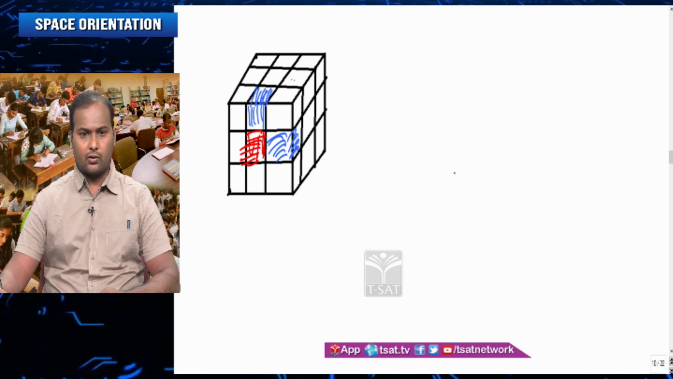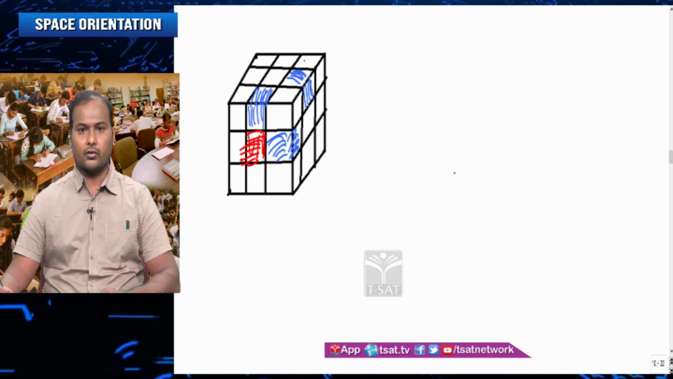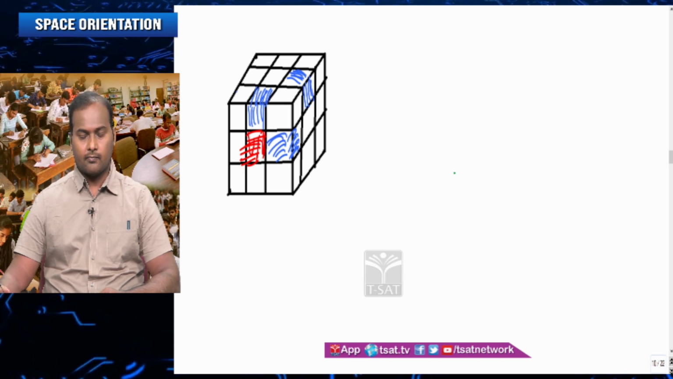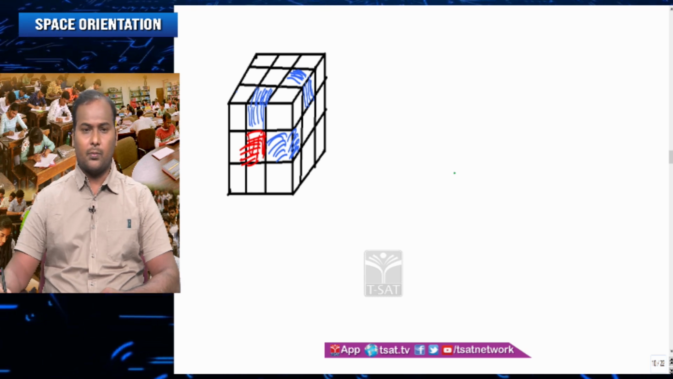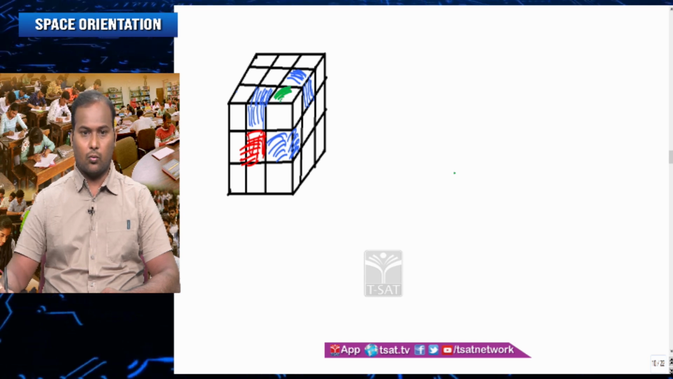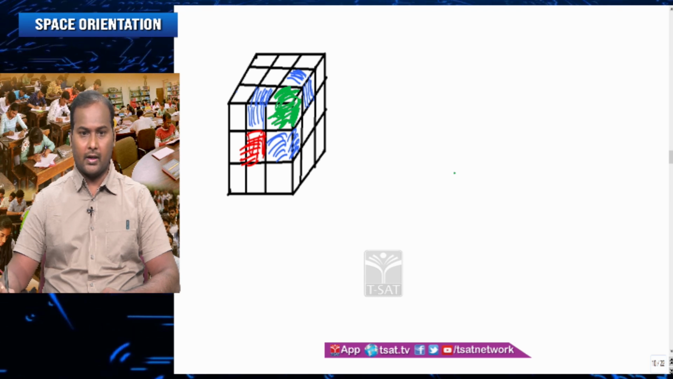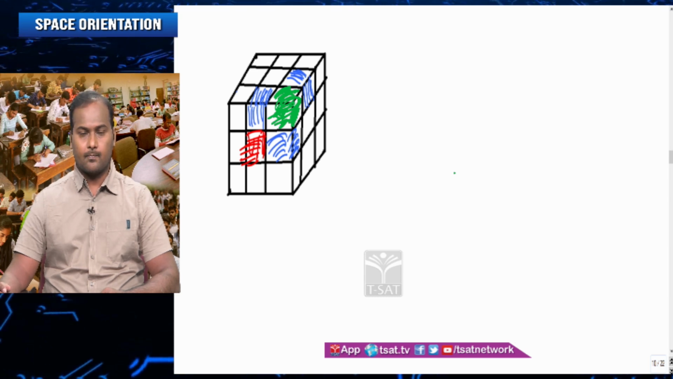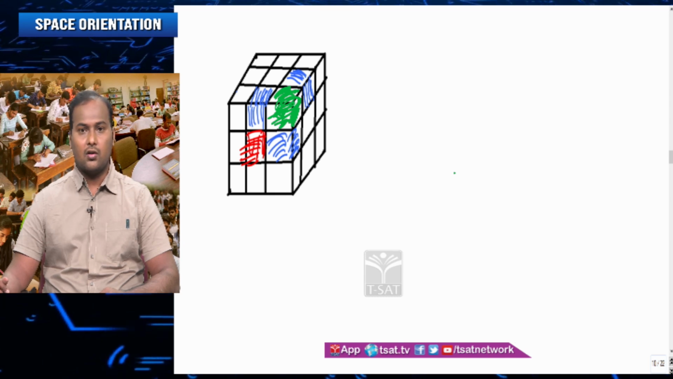In the same way, you take any 2 side painted cube, that will always be on the edge. So this is also a 2 side painted cube. Remember that a 2 side painted cube is always present on the edge. And what is the next one? A 3 side painted cube. Generally this 3 side painted cube is always present at the corner. See here, 1, 2 and 3. So this 3 side painted cube is always present at the corner. So one side paint is present at the center, 2 side paint is present on the edges, and 3 side paint is present in the corners.